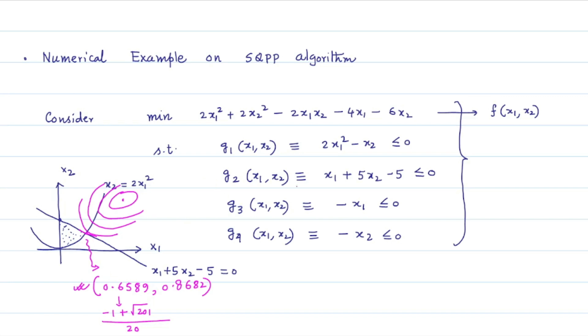We can solve it geometrically because we have here a two variable problem. We can graph out the feasible region and accordingly we can figure out what is an optimum solution to this problem. Let us go for applying the sequential quadratic programming approach to solve this constraint optimization problem.